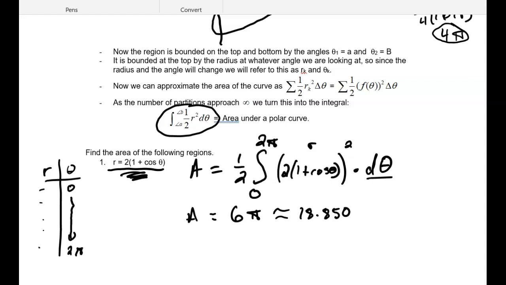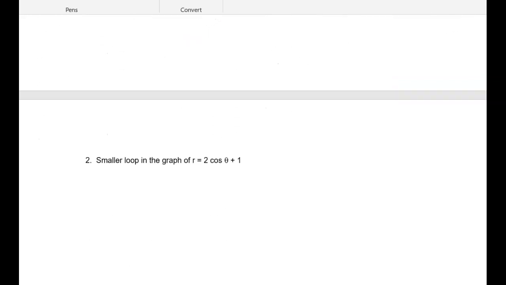So really it's just 1/2 r squared d theta. It's kind of like when we did discs. We were just finding the sum of circles. Now we're doing the sum of sectors. We know what the sector is, 1/2 r squared theta. The theta is our limits with the d theta.